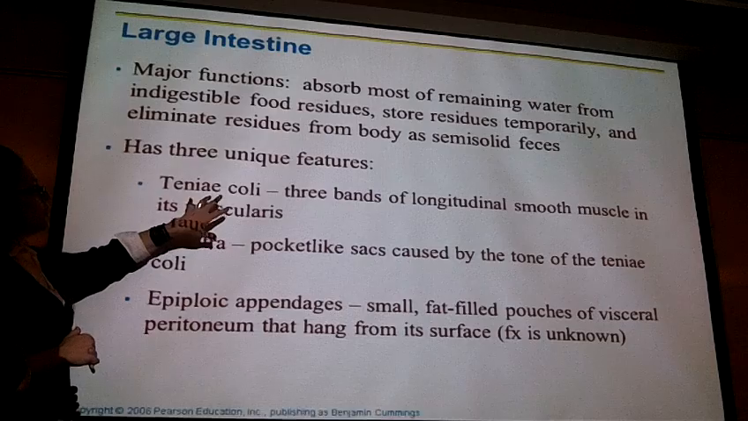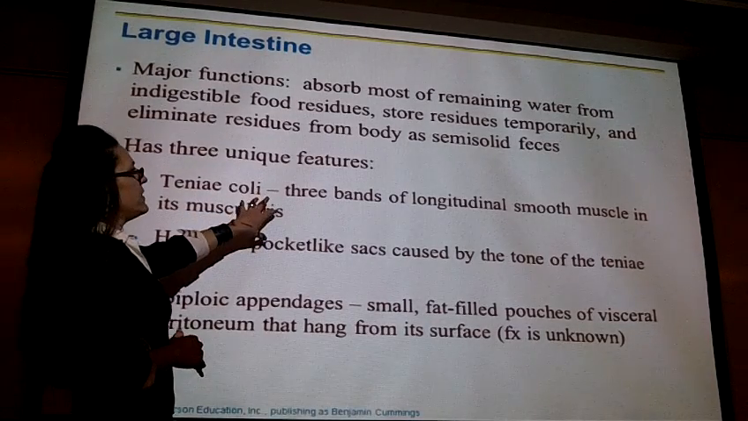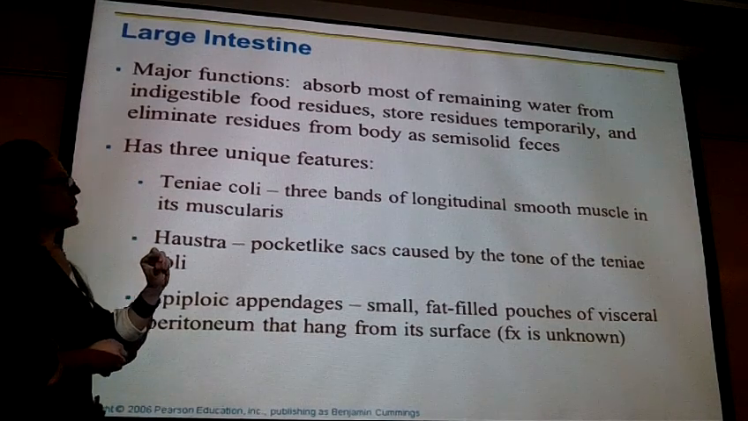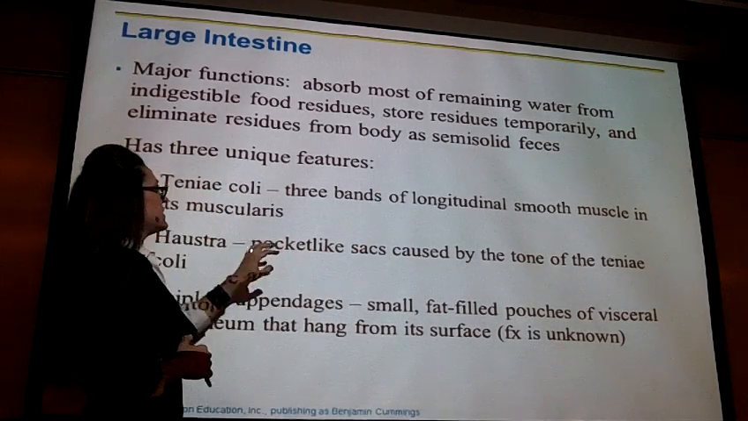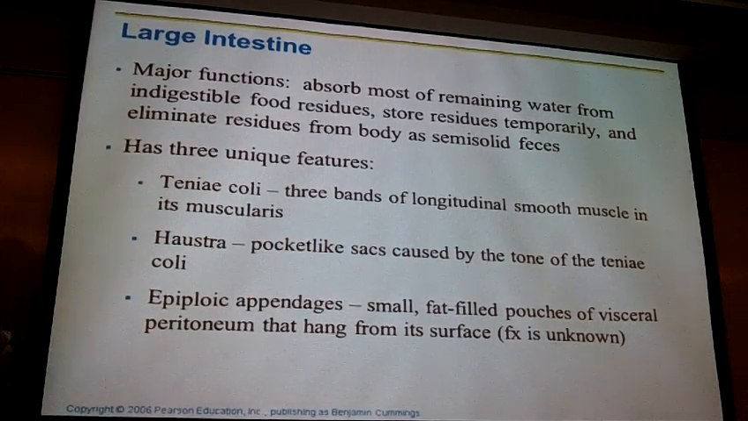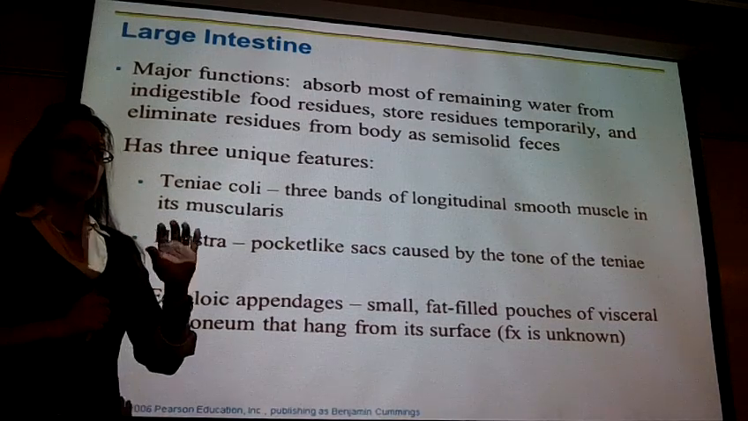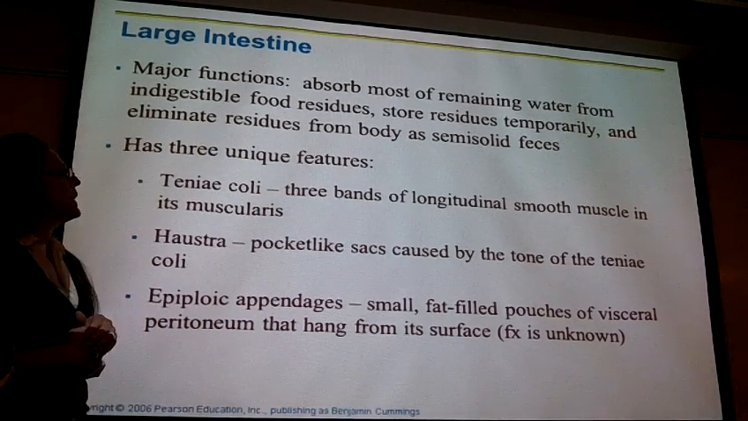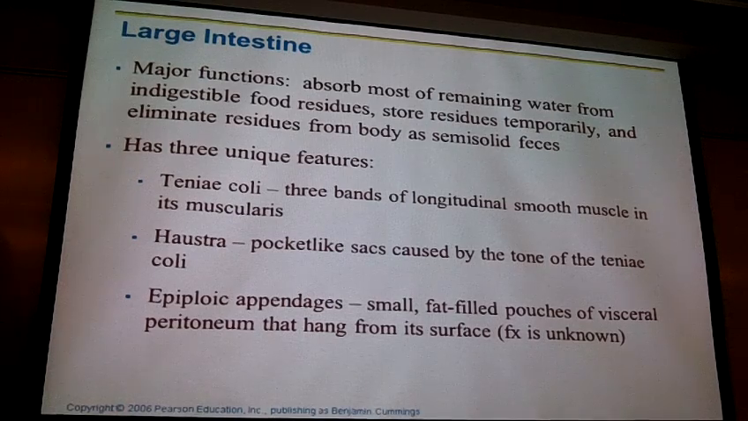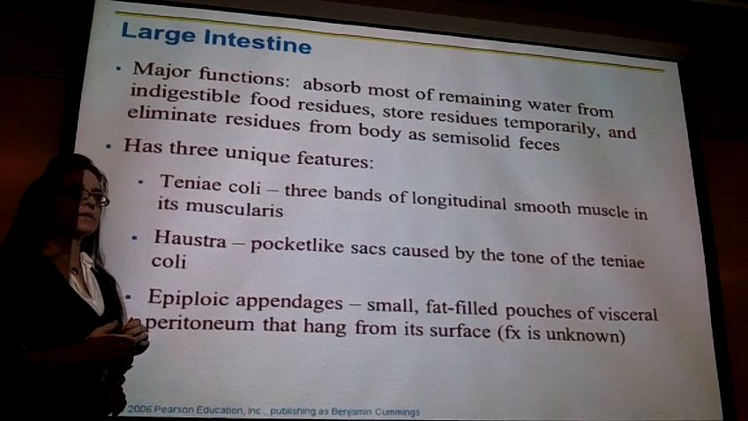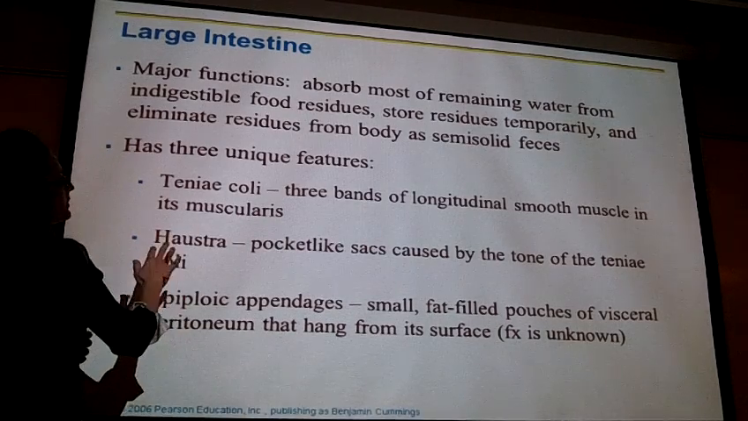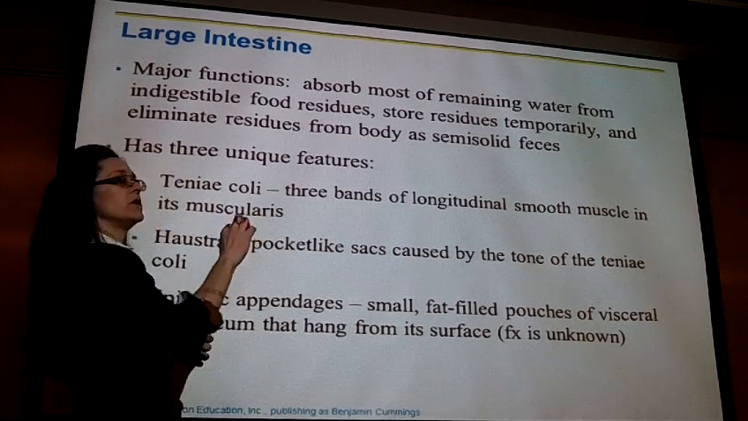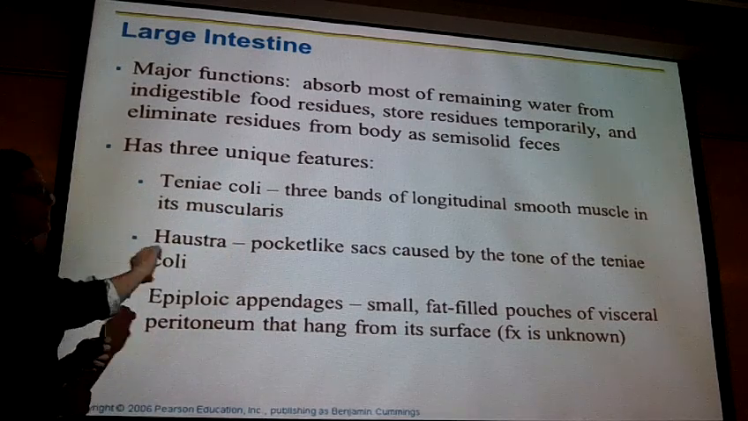A couple of these. One is called teniae coli, and this is where we have 3 bands. They're relatively small bands, but 3 bands of longitudinal smooth muscle cells in the muscularis externa. We said that in the esophagus we have 2 layers of smooth muscle cells down in the lower part of the esophagus. In the stomach we have 3 different layers of smooth muscle cells. In the small intestine we had 2, and here in the large intestine we're going to have 3 layers. Again, they're really small layers, and they're all longitudinal, so they're all running lengthwise.